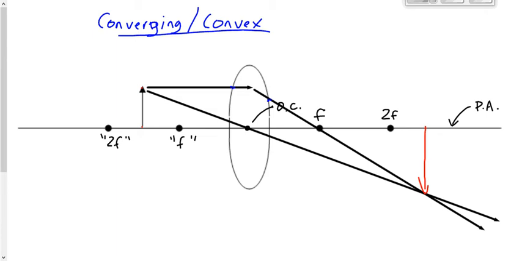Red is my image, black is my object. Now, I want you to compare the image to the object here in terms of size. This red image, how does it compare in size to this black object? Is this red arrow bigger than the black arrow? Is it smaller than the black arrow? Or is this red arrow the same size as the black arrow? It's larger. Yeah, it's larger, it's bigger.